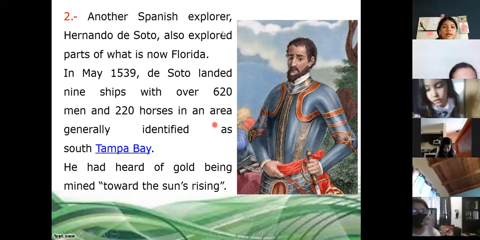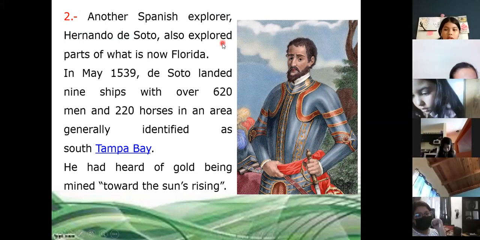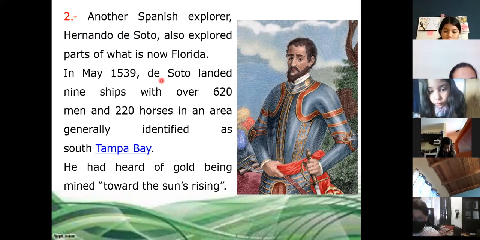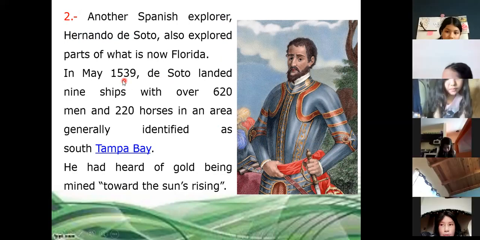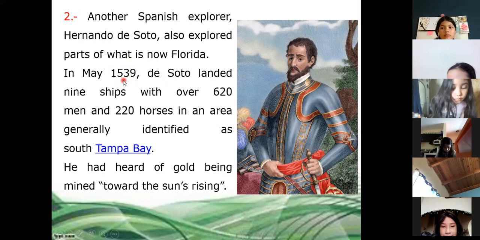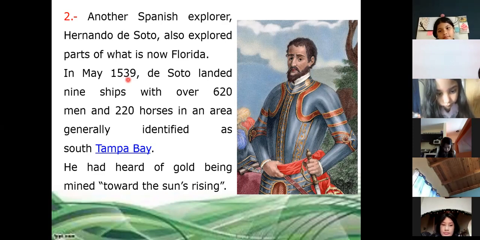Another Spanish explorer, Hernando de Soto, also explored parts of what is Florida in... I don't know how to say it. How do you read this number, class? Who wants to read this number? 1,539. 1,539. Thank you, Sian. Okay, Andrea, continue.